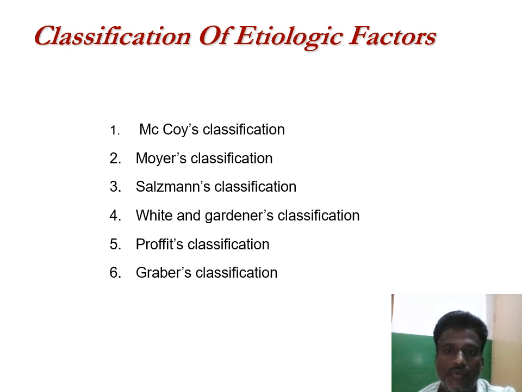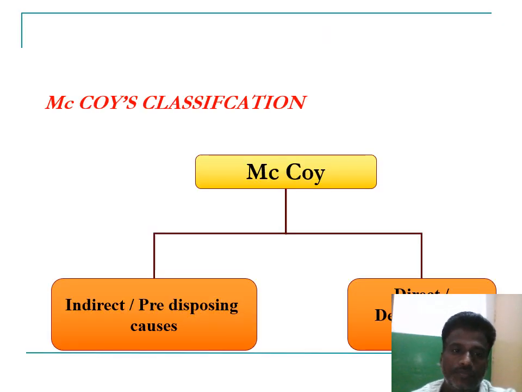Coming to the classification of etiological factors of malocclusion, the first is McCoy's classification, second is Moyer's classification, third is Salzman's classification, fourth is White and Gardner's classification, fifth is Proffit's classification, and sixth is Graber's classification. Coming to McCoy's classification, McCoy classified the causes of malocclusion into direct causes and indirect causes.